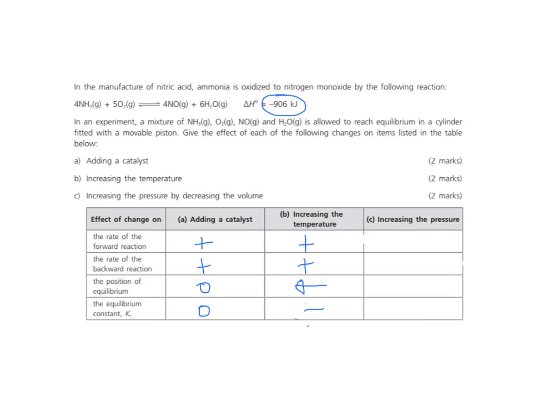Increasing the pressure here will cause the equilibrium to shift in the reverse direction to lower the amount of gas. So therefore the rate of the forward reaction is decreased, the rate of the reverse reaction is increased, and the position of equilibrium goes backwards. However, Kc does not change because we have no change in temperature.